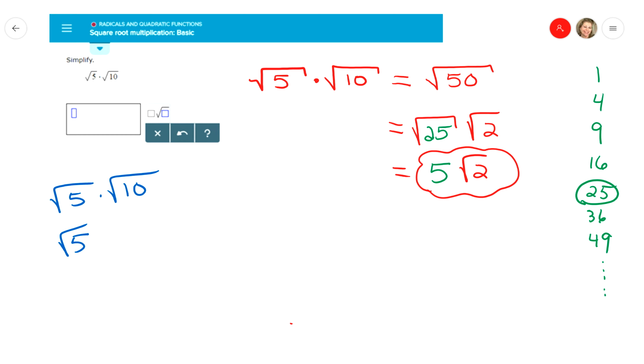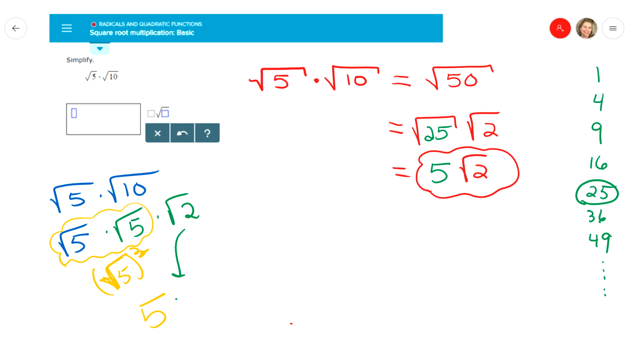But the 10, I can break the 10 down to be the square root of 5 times the square root of 2. And then if you look at the square root of 5 times the square root of 5, that's really the square root of 5 squared. The squared cancels out the square root sign, so you're just left with the 5. And still the square root of 2.